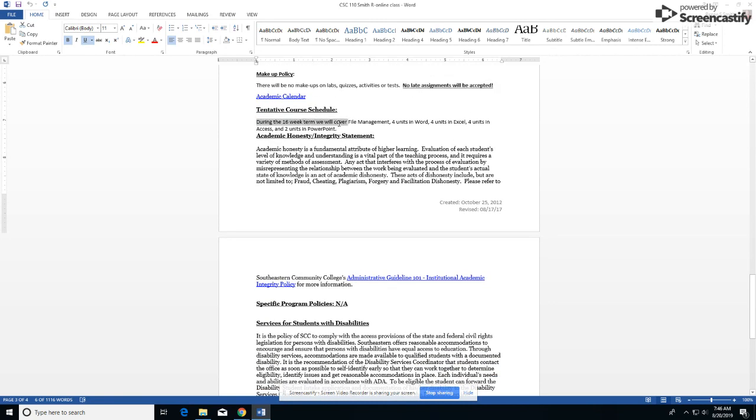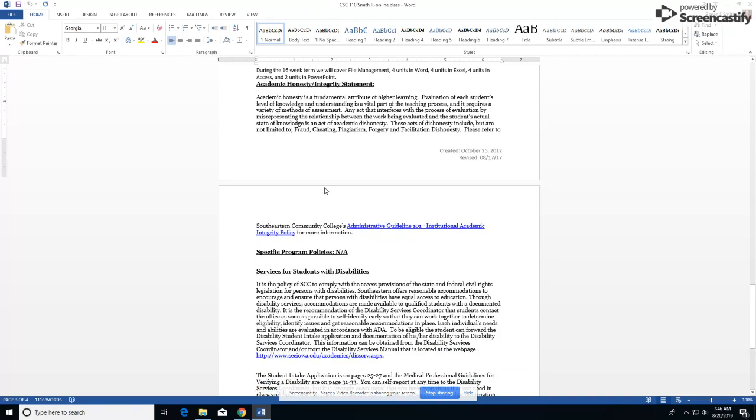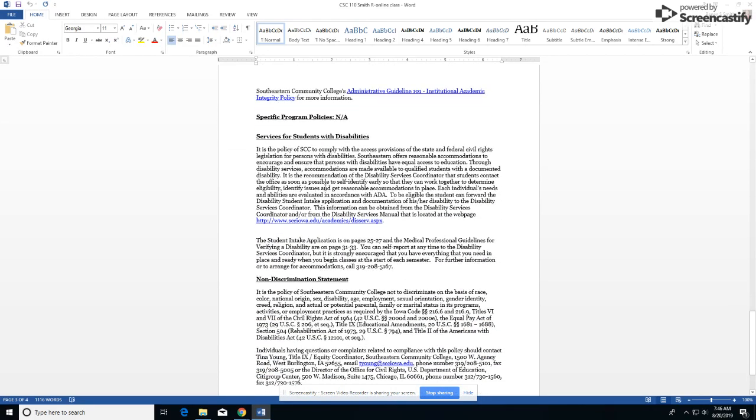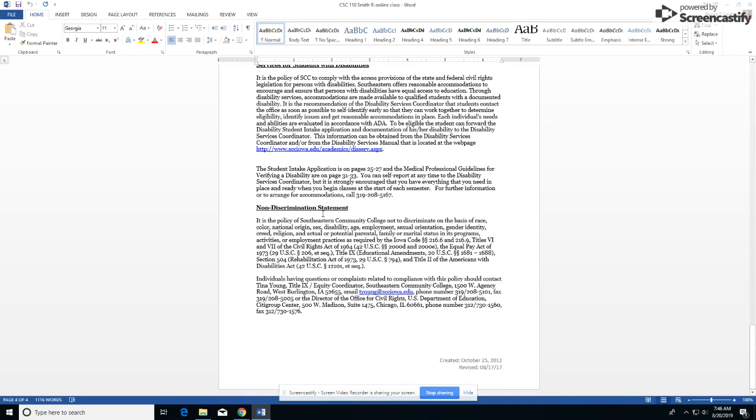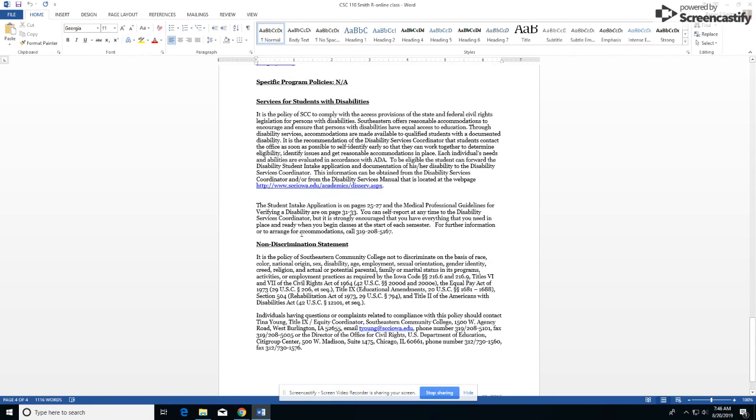This is a 16-week course, or if you're in my 8-week course, it's an 8-week course. And these are the different units that we cover throughout it. Academic honesty and integrity statement, you can review that there. For any students with disabilities, there's our policy there, and the non-discrimination statement there also.